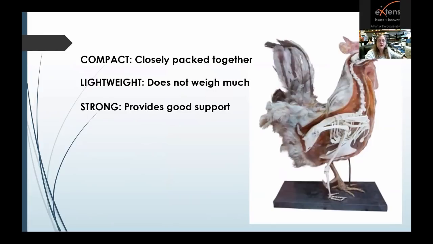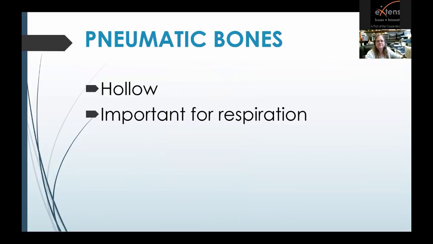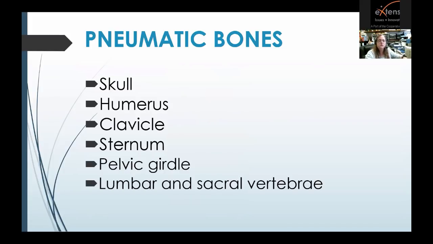It's lightweight, so it doesn't weigh much, but it still supplies good support, especially in the wings, which are important in flying. As I said, the pneumatic bones are the hollow bones that some of the air sacs end in, and they are important in the respiratory system of birds. And the pneumatic bones include the skull, the humerus in the wing, the clavicle in the shoulder, the sternum in the breast, the pelvic girdle, and the lumbar and sacral vertebrae in the back.